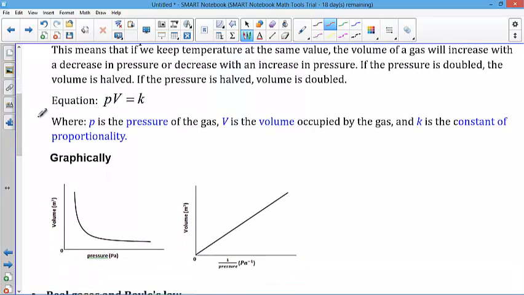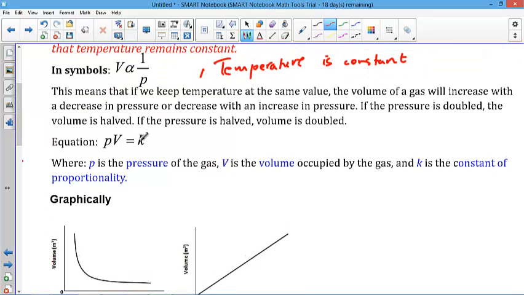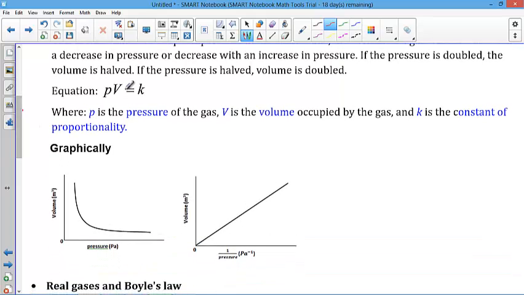Now we can convert the relationship into an equation by introducing a proportionality constant K. And when we do that, PV will be equal to K. Here in this equation, P is the pressure of the gas, V is the volume occupied by the gas, and K is the constant of proportionality.